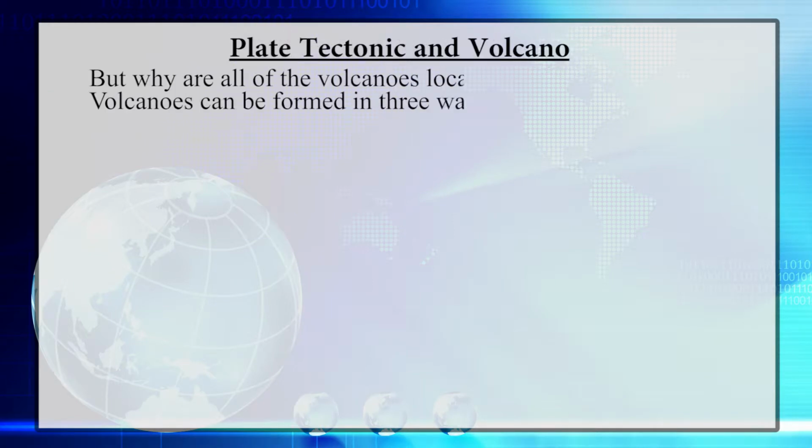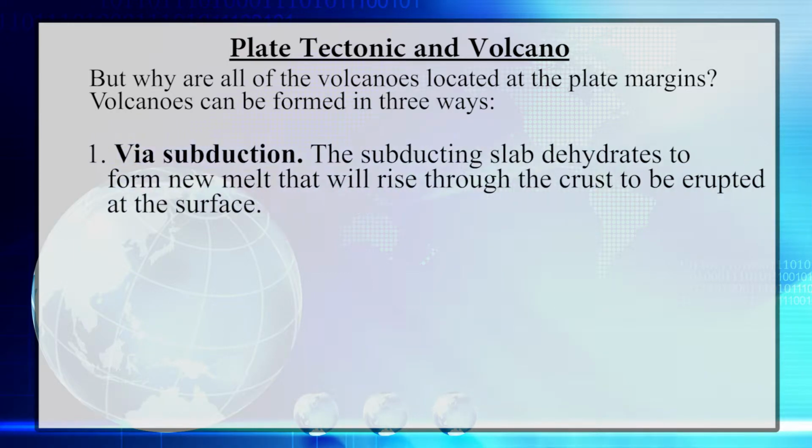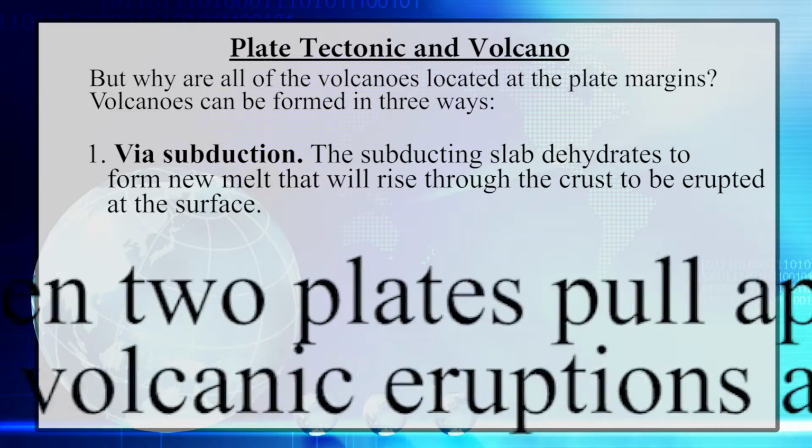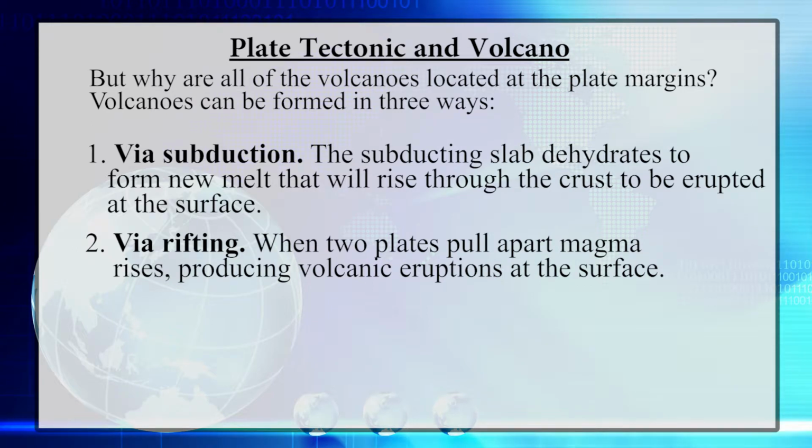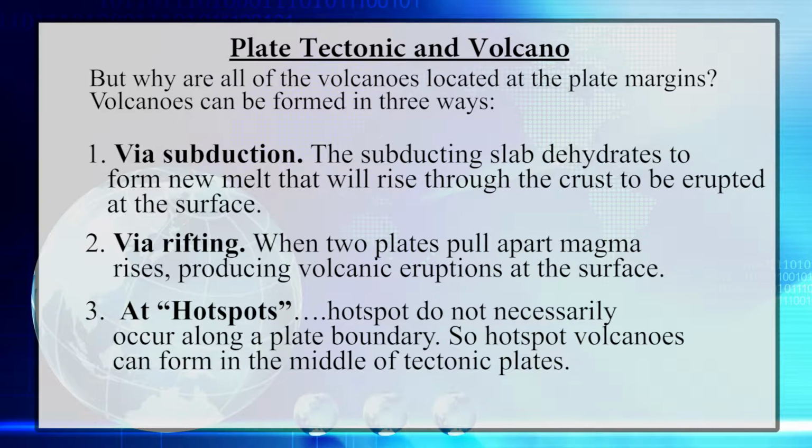But why are all of the volcanoes located at the plate margins? Actually, volcanoes can be formed in three different ways. Number one, via subduction. That means the subducting slab dehydrates to form new melt that will rise through the crust to erupt at the surface and create a volcano. Number two is rifting. When two plates pull apart, magma rises, producing volcanic eruptions at the surface and creating a volcano. And the third one is the hotspot.